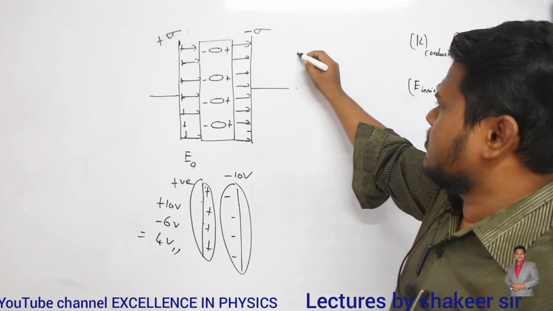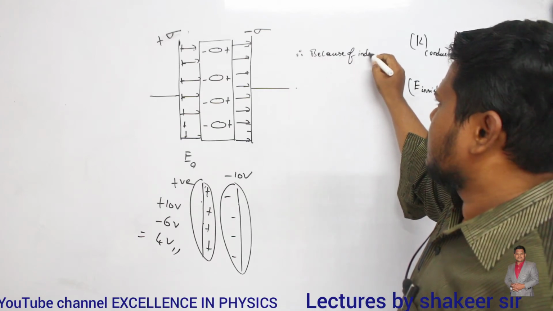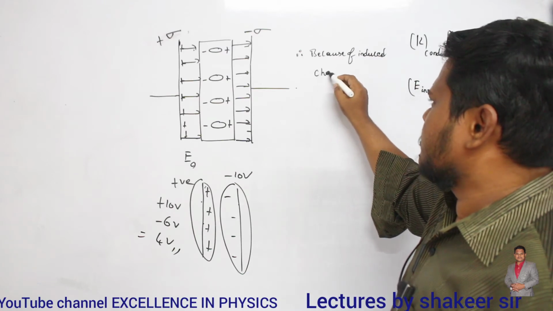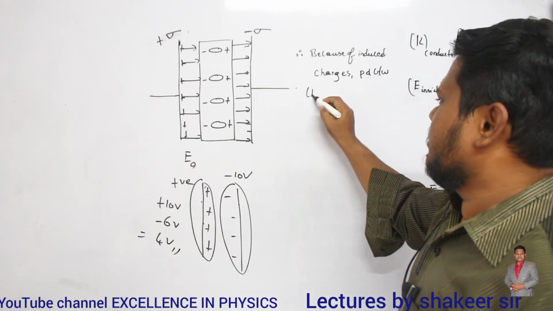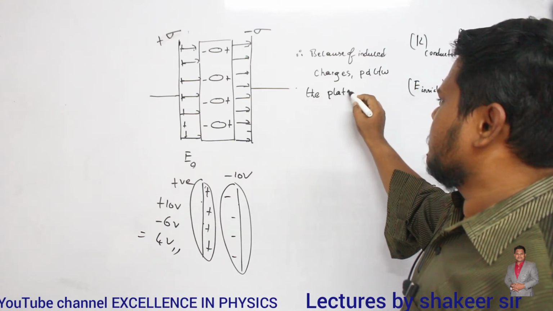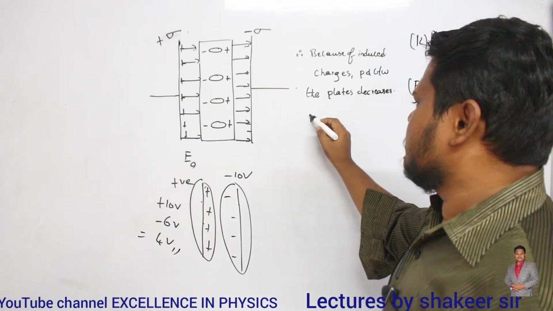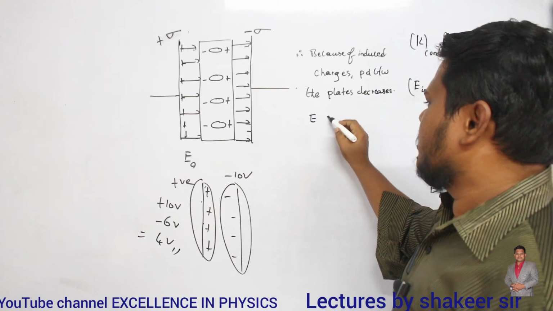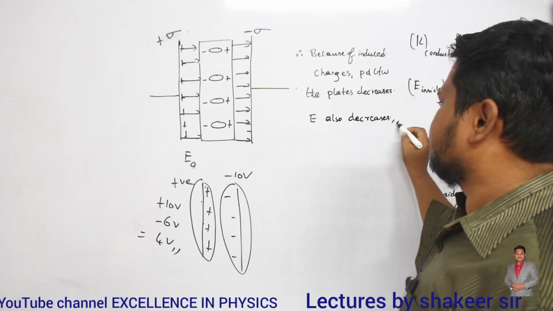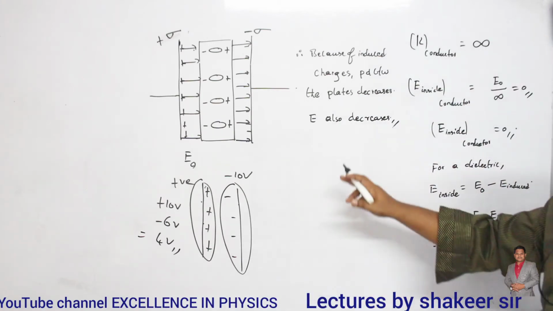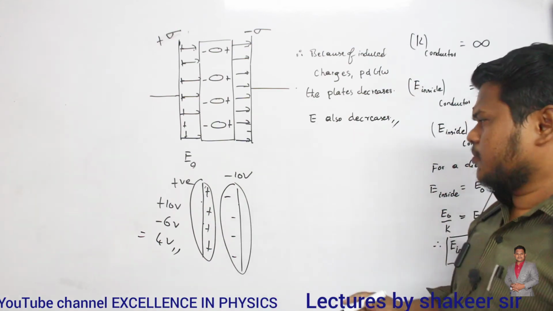So therefore, what will happen? Therefore, because of induced charges, what will happen? Potential difference between the plates decreases. Okay, ma? So if potential difference decreases, what happens to E value? E value also decreases. Electric field also decreases, no, ma? If electric field decreases, then what will happen? Then you can add more number of charges. Are you able to understand?